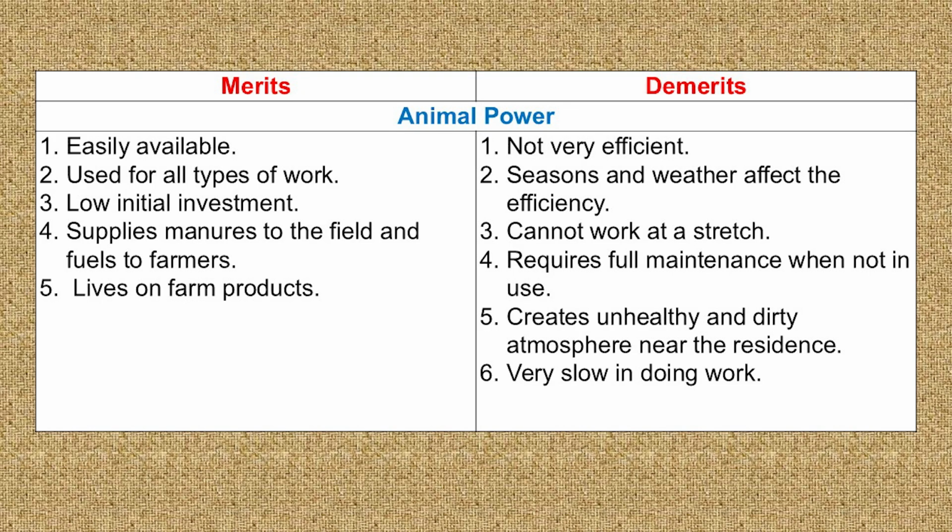Their work capacity is also low, and therefore we cannot complete more area per unit time because of their low working capacity. So that's how these factors come under the demerits of draught animals, and the earlier points which we discussed are the merits of draught animals.